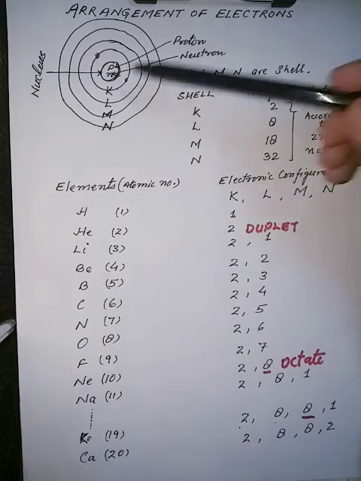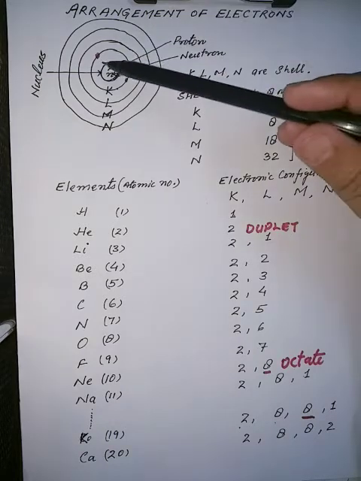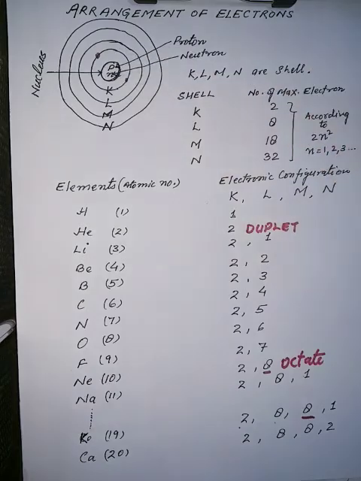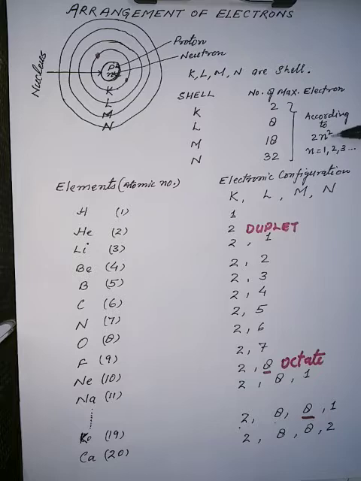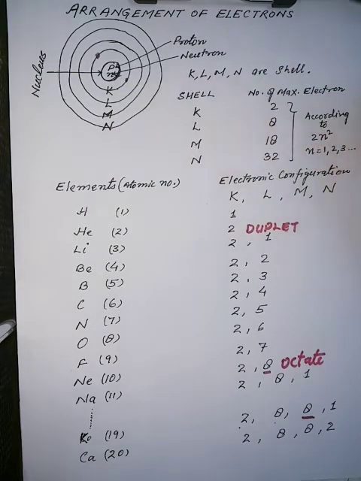Now the K shell is the first shell and has a maximum capacity of 2 electrons. So only 2 electrons can stay in the first shell, the first energy level. According to the rule 2n square, where n is the number of the shell, if n is 1, putting the value of n as 1, it will be 2 into 1 square, which is 2. So 2 electrons can be filled in the K shell.